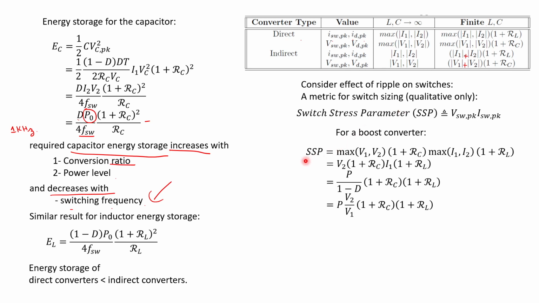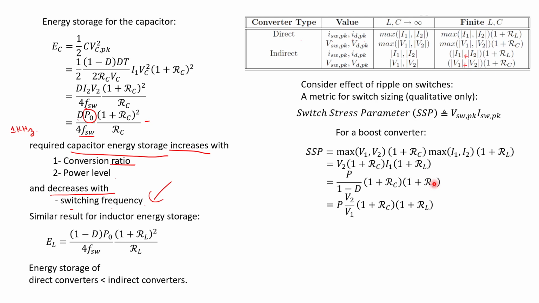So the switch stress parameters are the product of the stress in terms of voltage, the stress in terms of ripple ratio, and the stress in terms of current. Okay, ripple ratio, you have ripple ratio on capacitor and ratio on L. So this is kind of like you cover all the factors. Okay. So it's kind of a metric to qualitatively analyze the stress on your components.